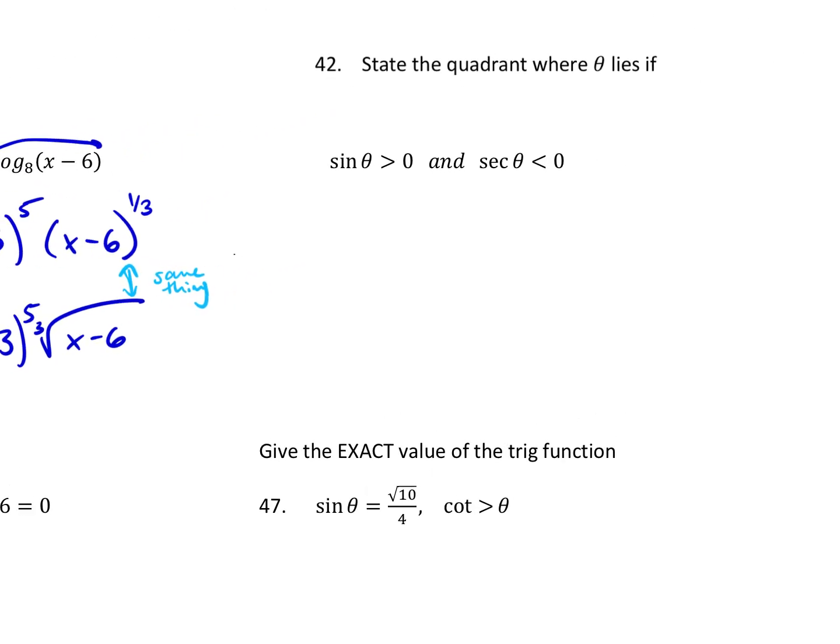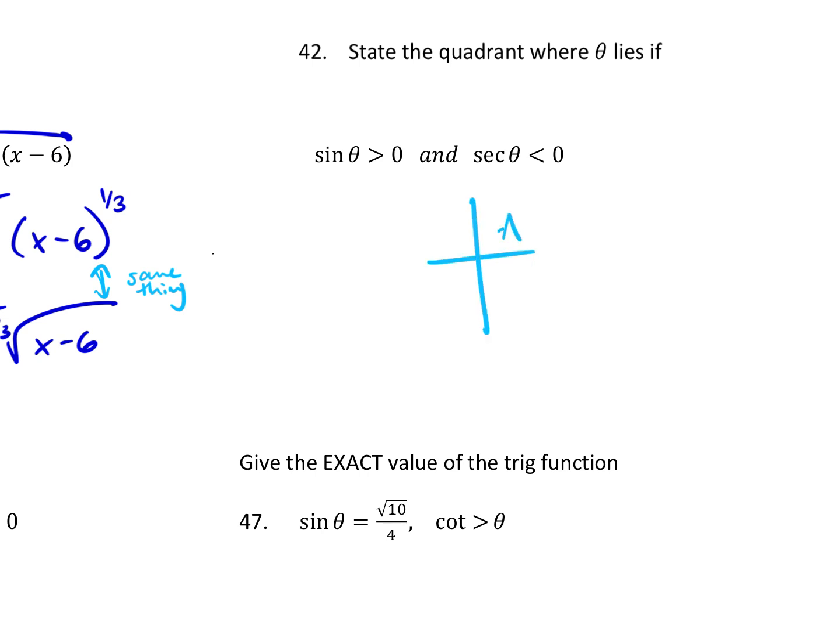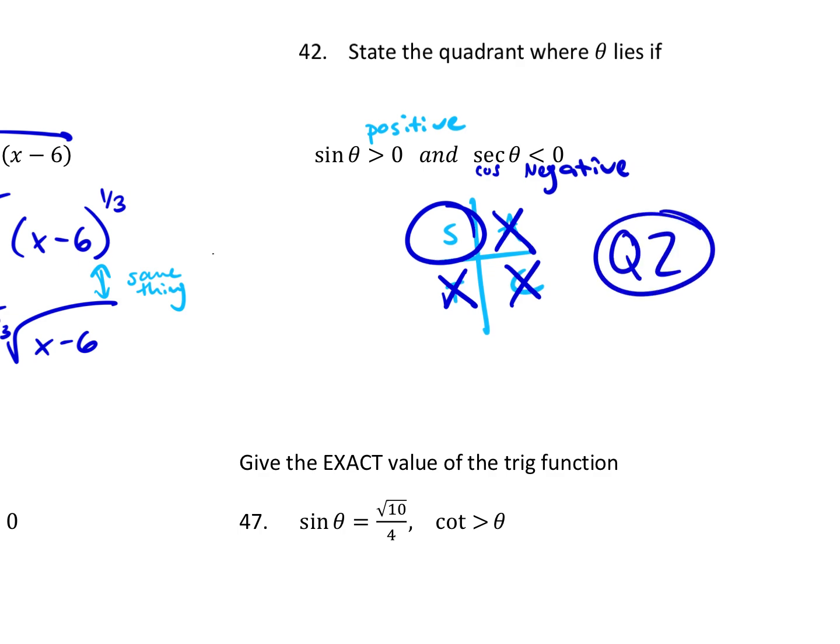For 42, state the quadrant where theta lies. Here we need to know all students take calculus. If sine is greater than 0, it means that it is positive. So we can eliminate the tangent quadrant and the cosine quadrant, because sine's just going to be positive in the all and sine. If secant is less than 0, secant goes with cosine, so cosine would be negative if it's less than 0. So it's not going to be in the all positive. So we are in the S quadrant, which would be which quadrant? Quadrant 2.